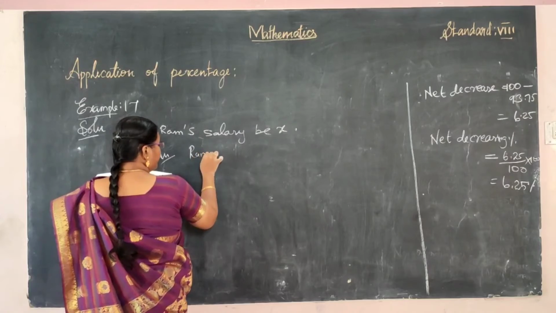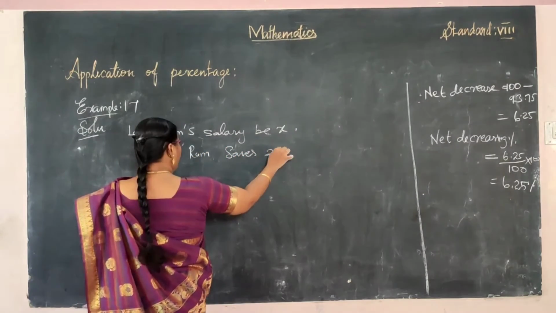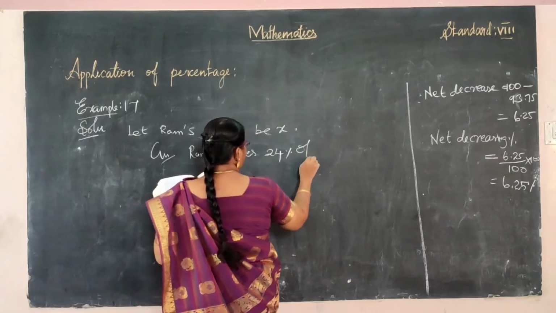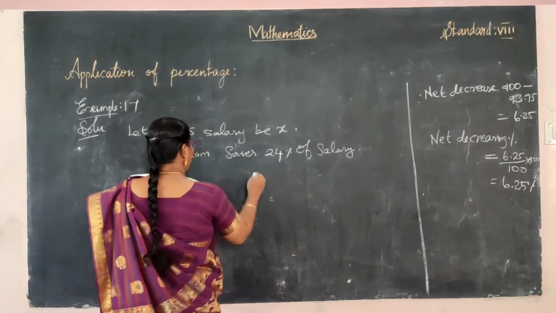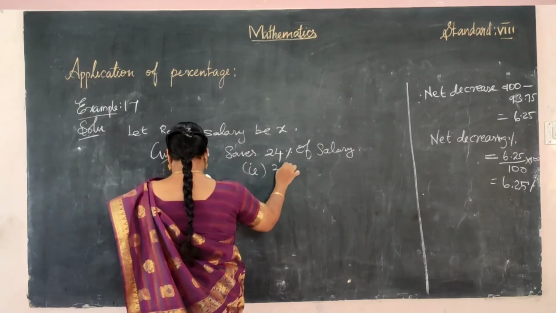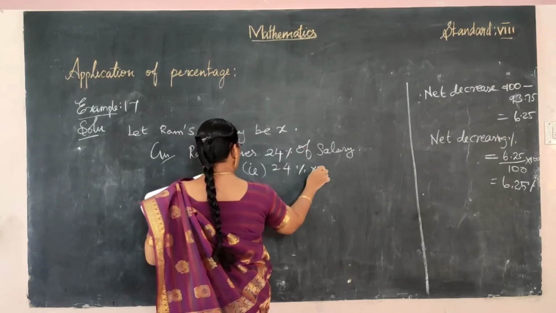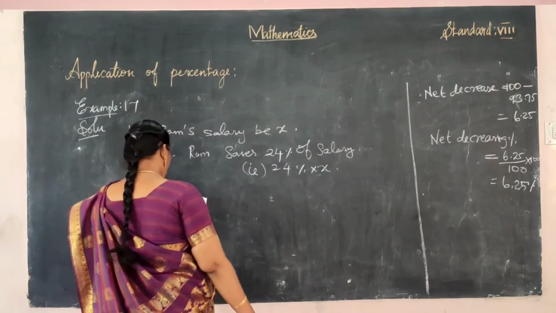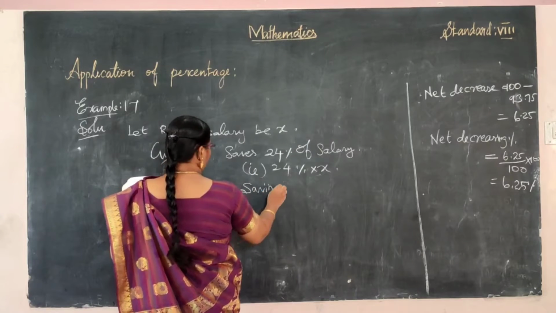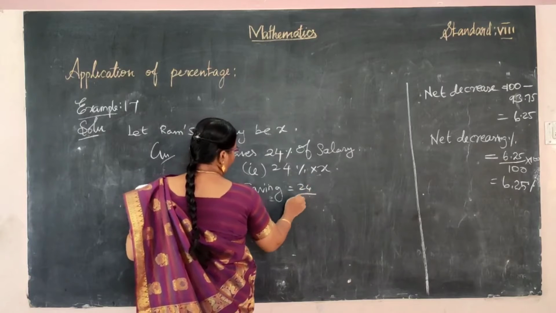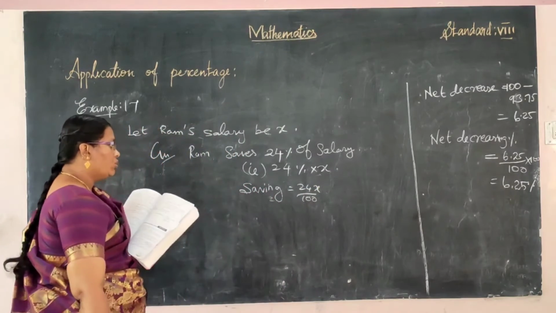Ram saves 24% of salary. 24% of means multiplication, and salary we have considered as x. So saving is equal to 24 by 100 x. This is the saving amount.